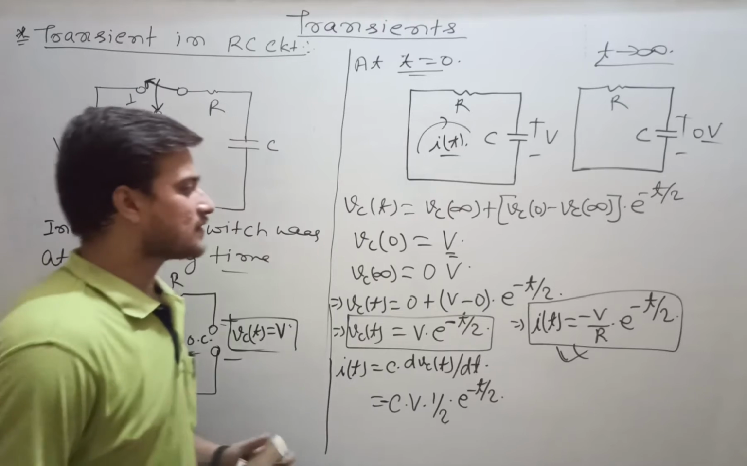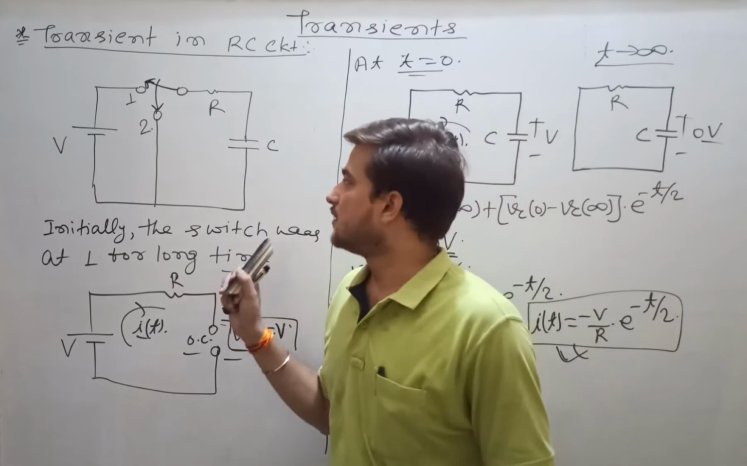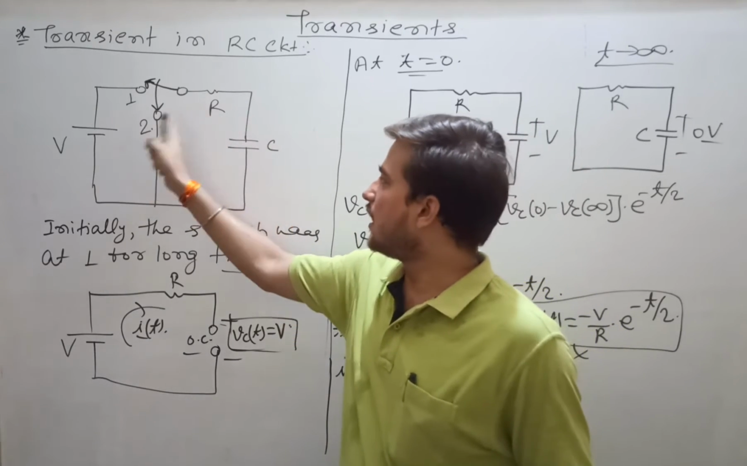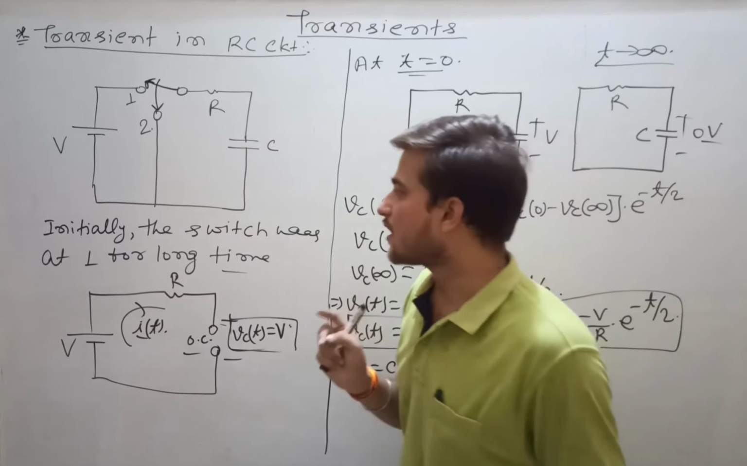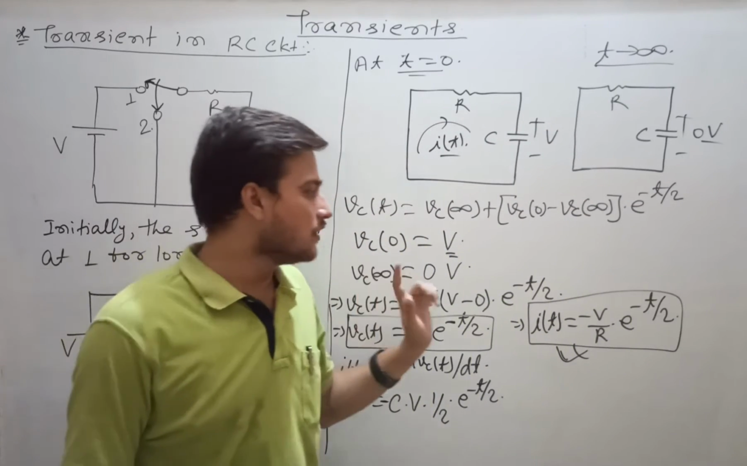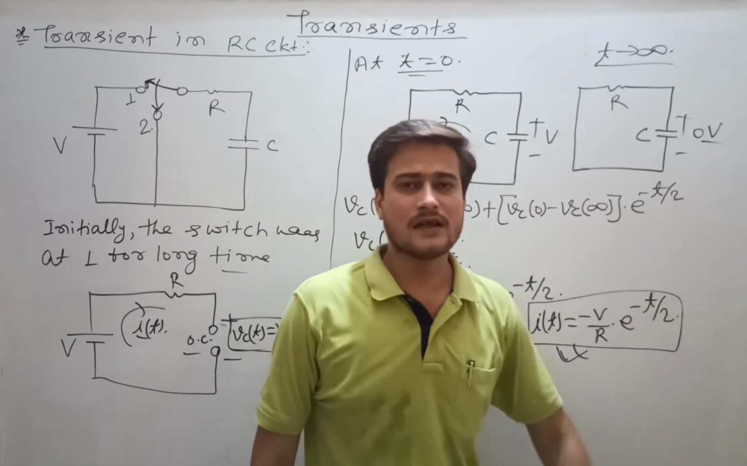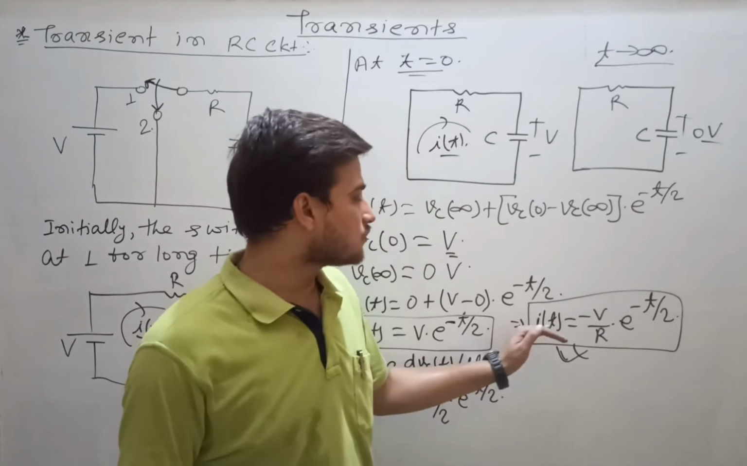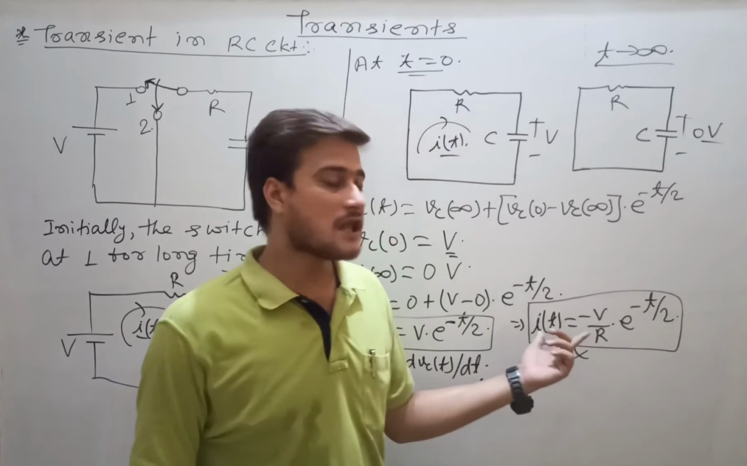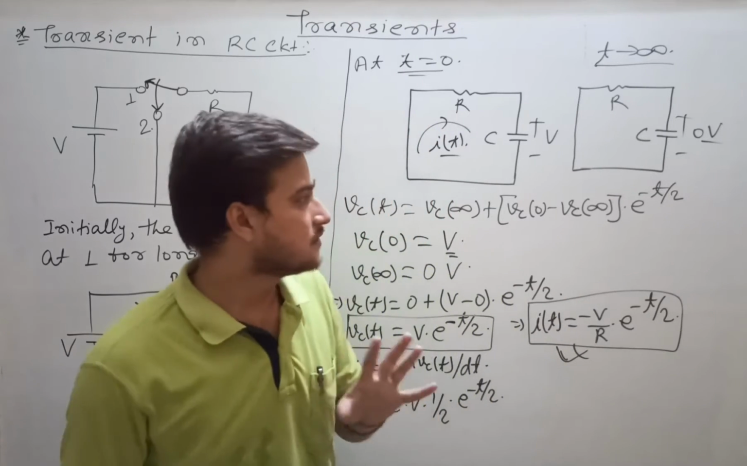See this expression carefully. In the first condition, when we took V, R and C and the capacitor was in charging mode, the expression for current was V/R e^(−t/τ). But here you see the expression has been reversed. Now it is −V/R e^(−t/τ).